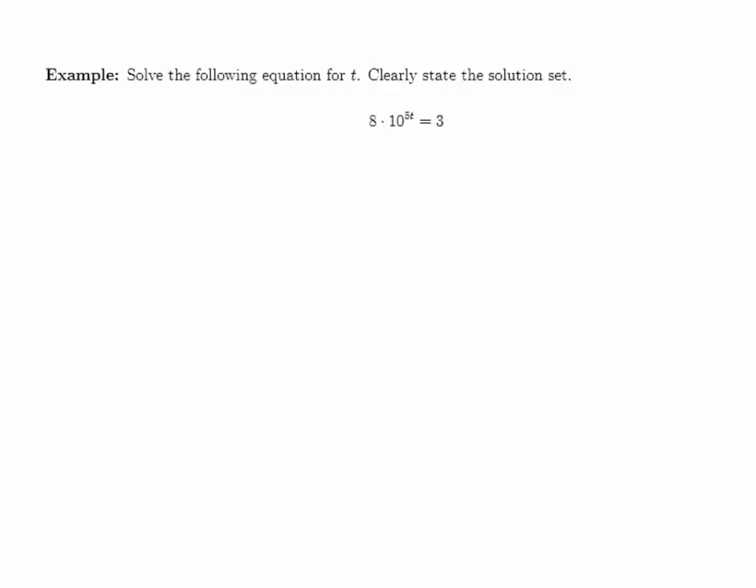In this example, we're going to solve an exponential equation for our variable t, and we're going to use logarithms to do that. So what we're given is 8 times 10 raised to the quantity 5t is equal to 3. As we look at this, we can see that we have base 10 on the left-hand side, and our variable, that variable t, is in the exponent. So we're going to need to use logarithms in order to solve that.